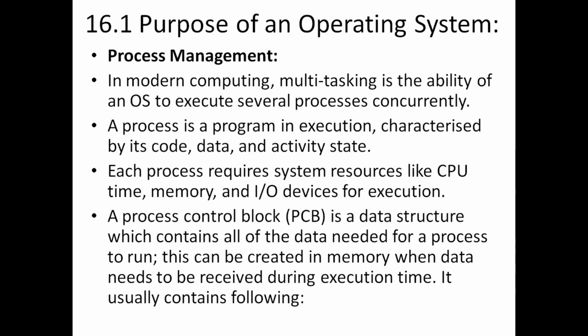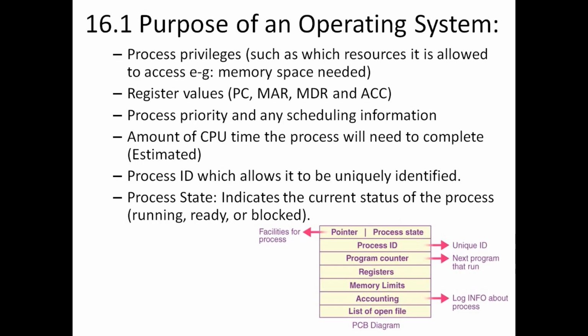A process control block is a data structure that contains all of the data needed for a process. It can be created in memory when data needs to be received during execution time, and it usually has the following structure. This is a diagram for you as well.